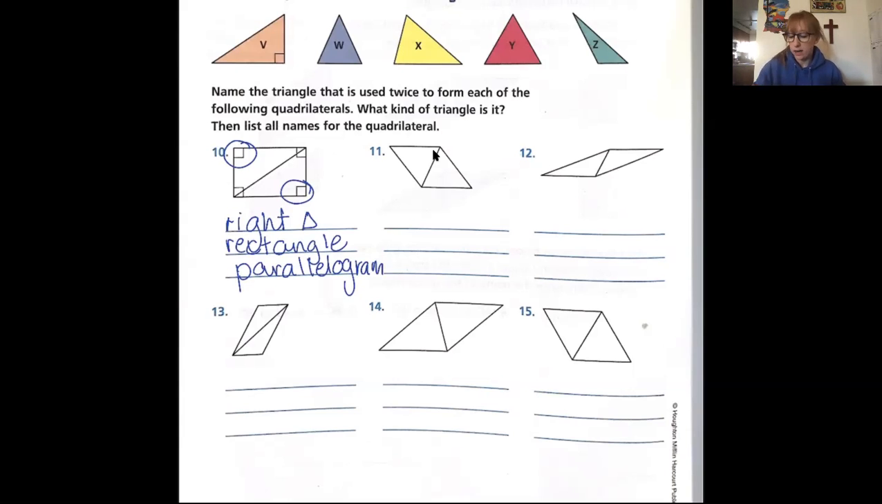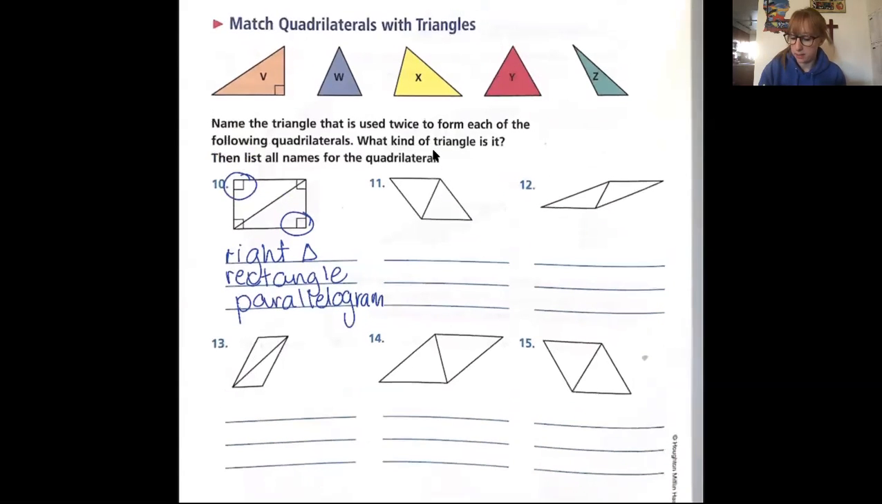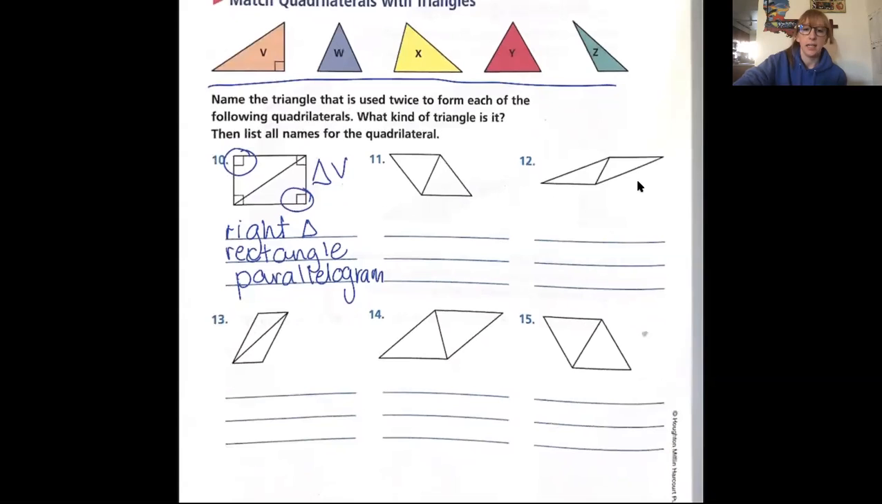Now, if we look at our triangles up at the top here, we already talked about it, but triangle V is the only triangle with a right angle. So that one is going to be the triangle that we used to create that quadrilateral. Looking at 11, we want to notice that it looks like two acute triangles, because all of our angles inside here are less than 90 degrees.